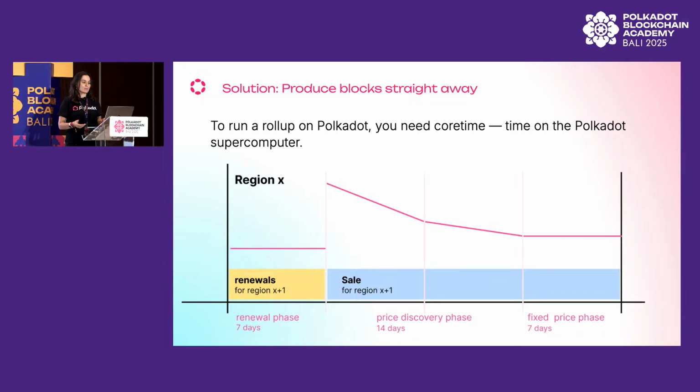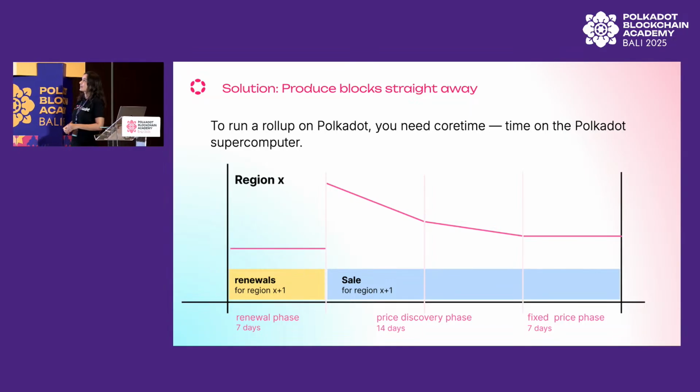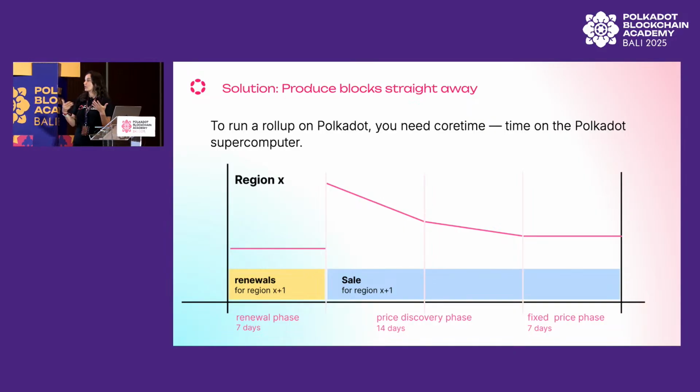Yeah, so the other problem that we needed to solve is to be able to produce blocks straight away. So you already learned that in order to produce blocks on Polkadot, you need to buy core time. But you need to buy core time in the region previous to the region when you want to start being active. And we didn't want people to wait like 28 days or 14 days to start producing blocks. We want them producing blocks now.